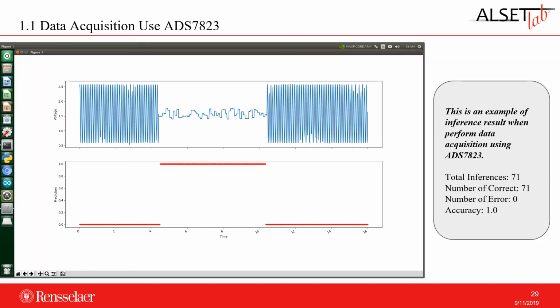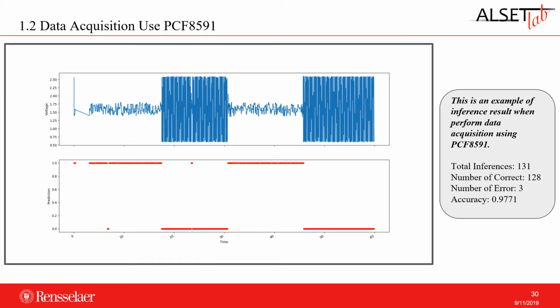This is an example of an inference result when performing data acquisition using ADS7823, and the total inferences is 71, and the number of errors is 0, so the accuracy is 1.0. For the data acquisition using PCF8591, there's also an example of an inference result. The total inferences is 131, and the number of errors is 3, so the accuracy is approximately 0.9771.